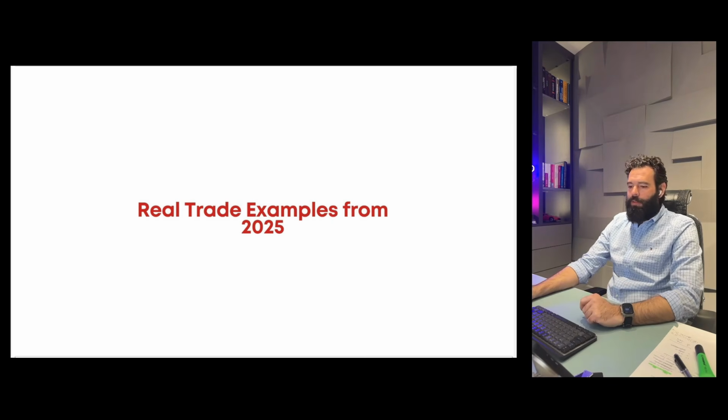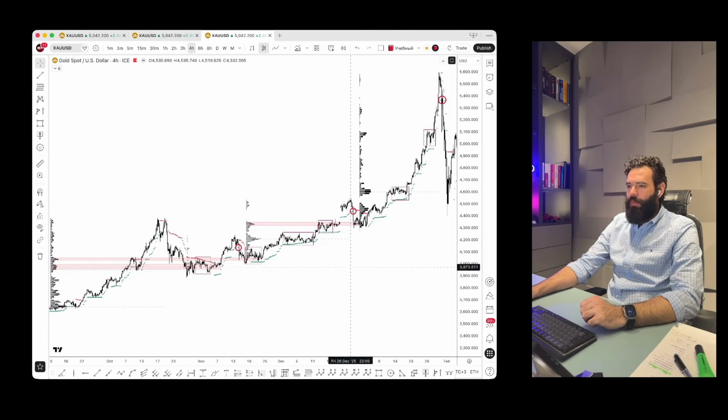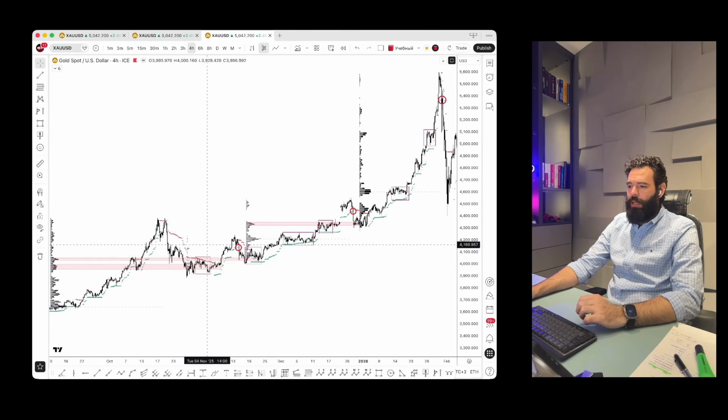Here are examples of real trades from 2025. Let's go directly to the chart so you can see for yourself how this whole thing works. So, friends, here is a section in front of you. This is from September to basically February, from September 2025 to February 2026. So what does our work look like?